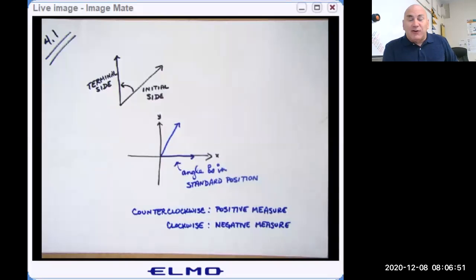Hello, pre-calculus students. We're now going to start a unit on trigonometry. Trigonometry is a combination of a bunch of Greek words that means three-angle measure. It comes from the study of triangles, so it can't be that tough, can it? So let's start with angles. We're going to learn about angles and radian measure.